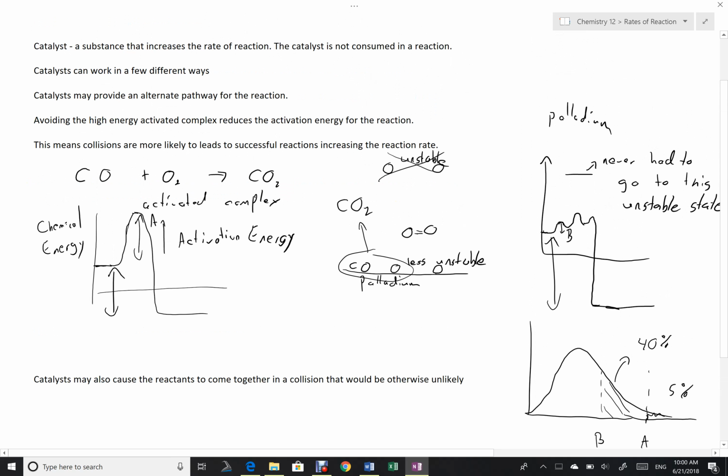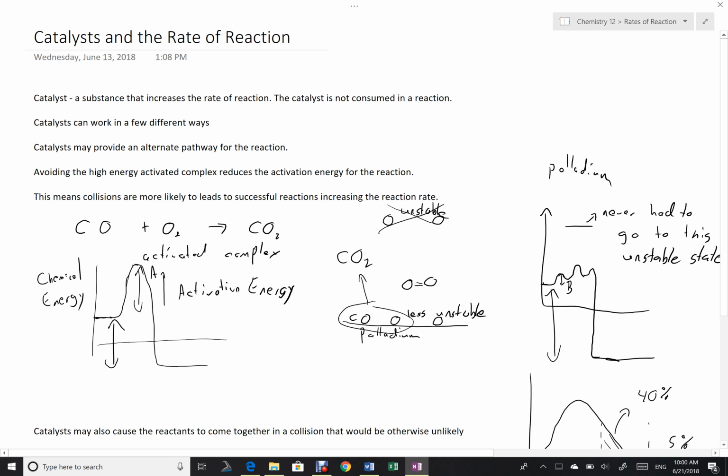Either way, they don't get used up in the reaction because after the CO2 forms, it leaves the palladium surface and leaves that palladium alone. So they're not used up in the reaction, they simply allow it to go faster.